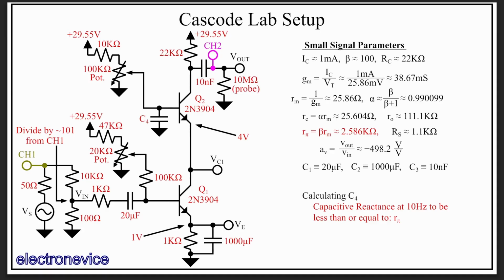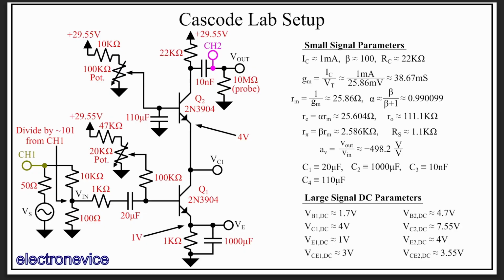Rpi we have calculated here to be about 2.586K, so we need the capacitive reactance to be less than or equal to Rpi at 10 Hz. So, recalling the equations for the previous calculation for the capacitance, we see that C4 needs to be greater than about 6.15 microfarads. I actually made an error when I built the circuit, but fortunately the error was that I assumed I needed 10 times this value, which only really made things even slightly better, though it was definitely overkill. So I used a large 100 microfarad electrolytic capacitor in parallel with a 10 microfarad ceramic capacitor, so C4 is set to 110 microfarads. So now we have all the parameters set.